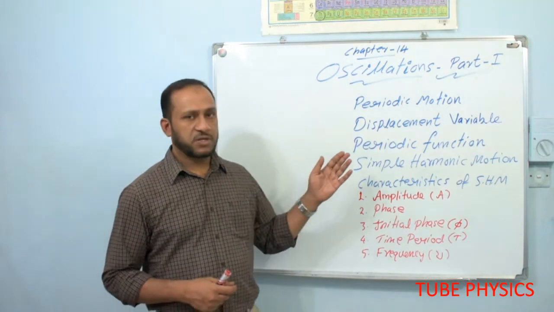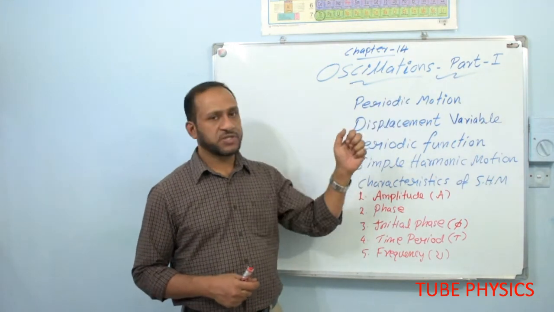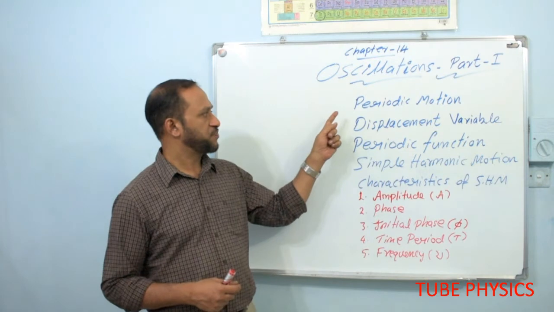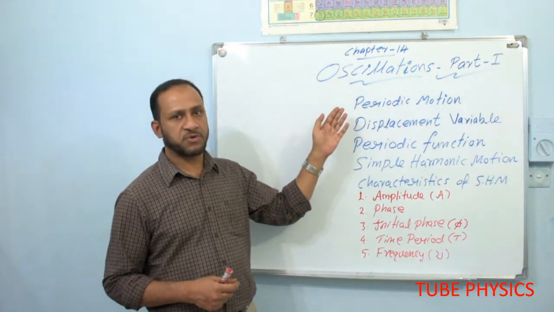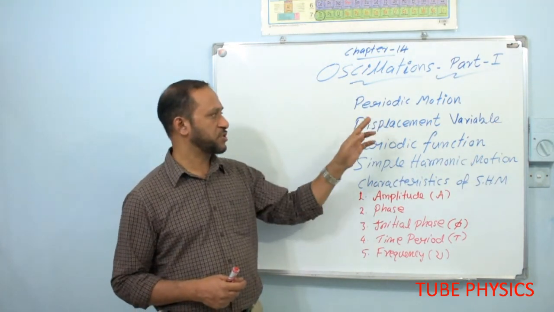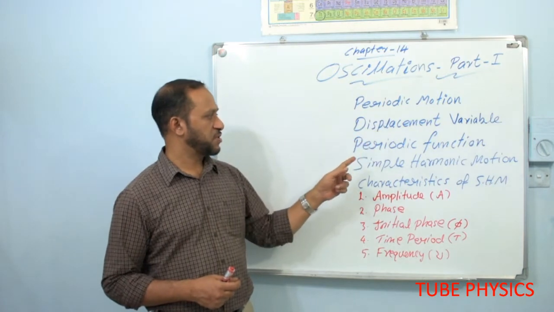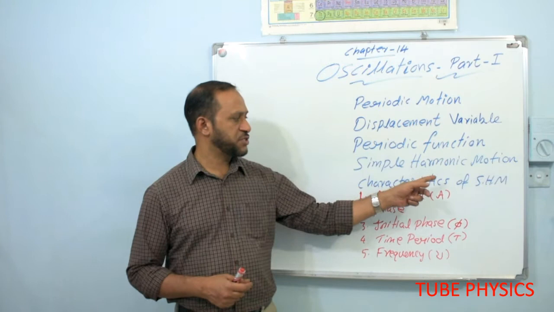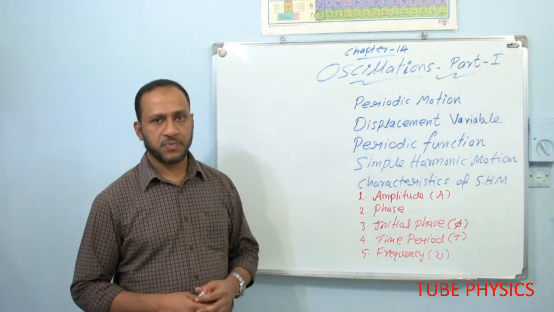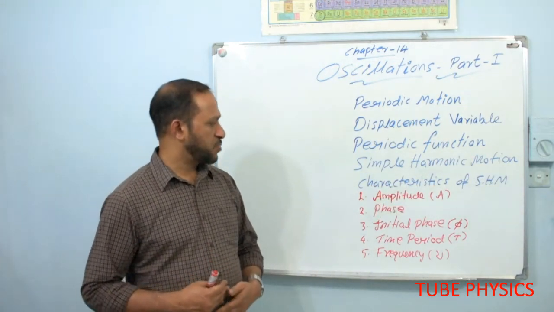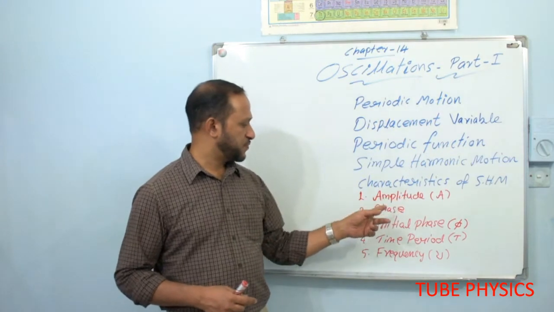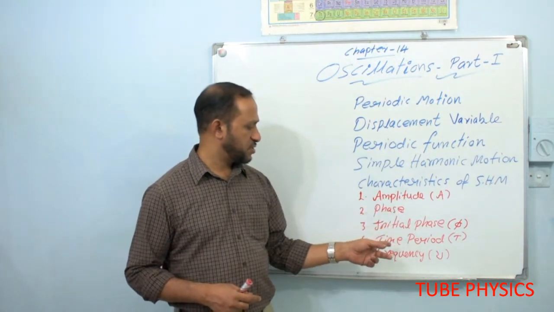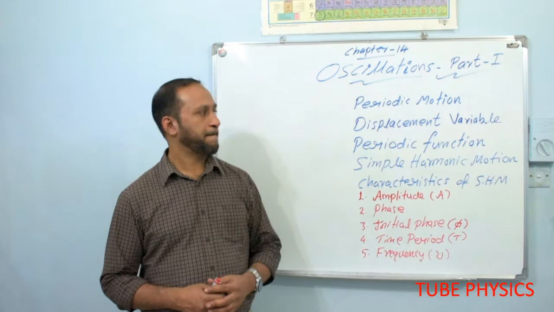In the first part of this lesson, we'll be discussing the main points, the basic concepts of this lesson, which are periodic motion, displacement variable, periodic function, simple harmonic motion, and characteristics of simple harmonic motion. The main characteristics of simple harmonic motion are amplitude, phase, initial phase, time period, and frequency.